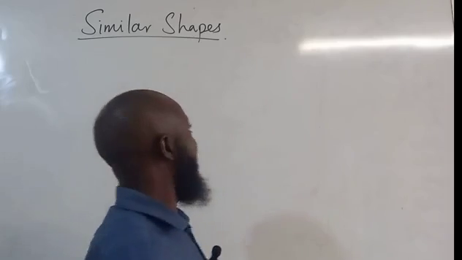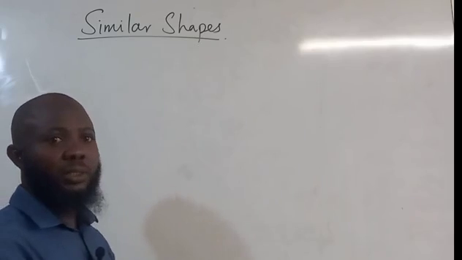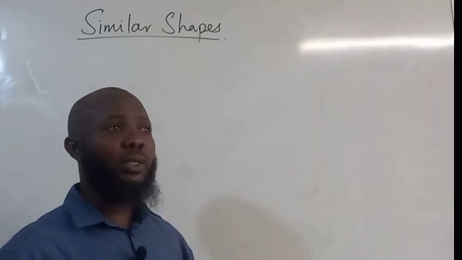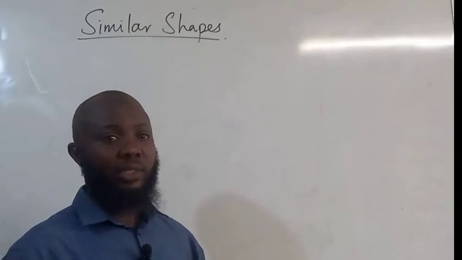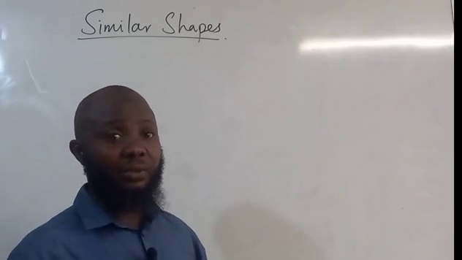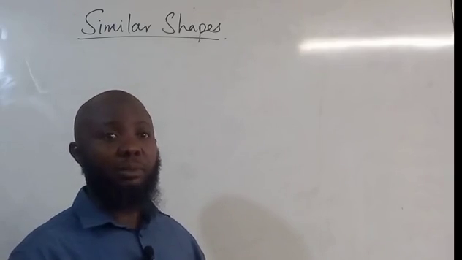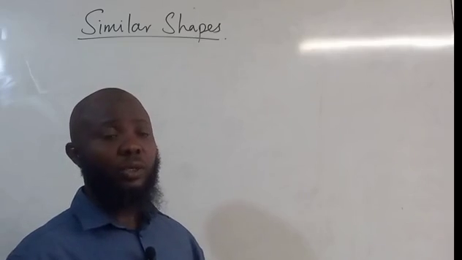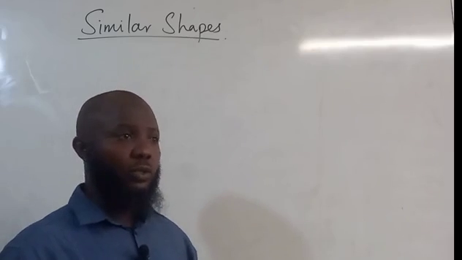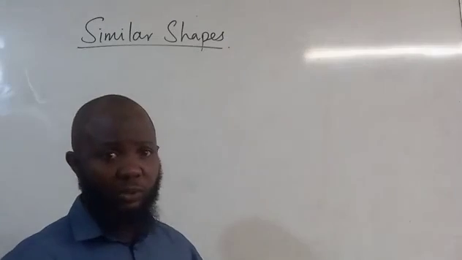So today we want to look at similar shapes. Under this topic, we'll be looking at the following. Number one, what are similar shapes. Then after that, how do we identify if two shapes are similar or not. Then three, we want to use similar shapes to find the size of shapes. So that's what we want to learn in this video. So let's look at what similar shapes are.